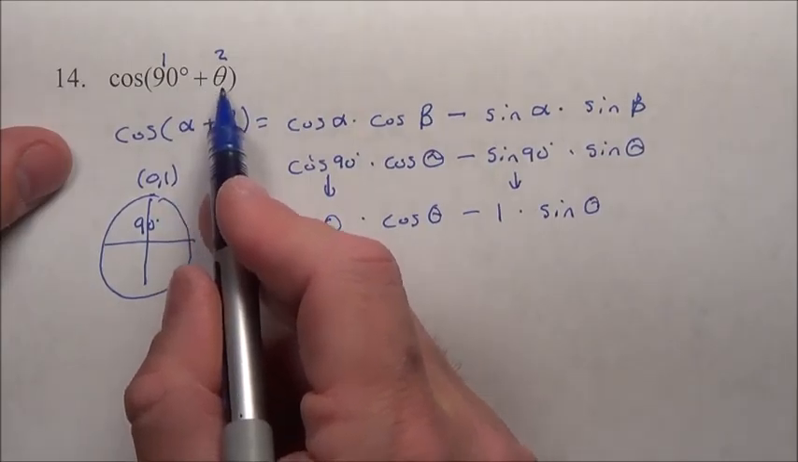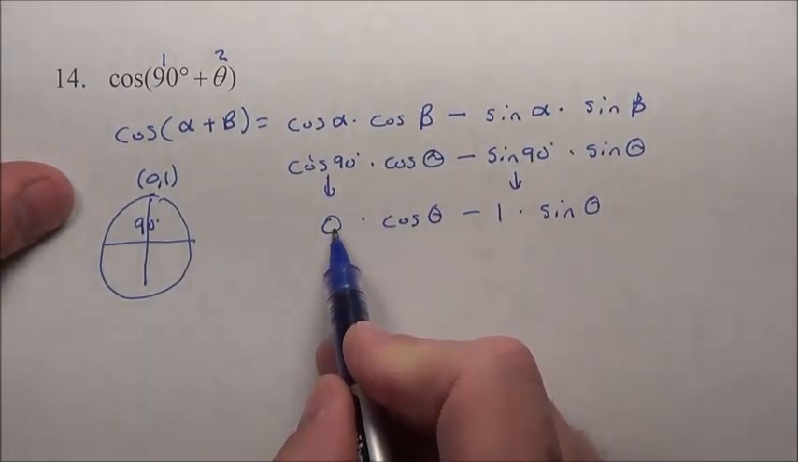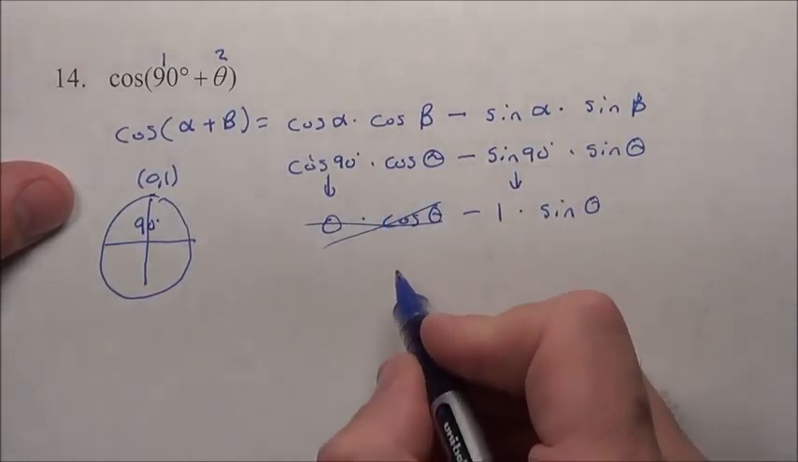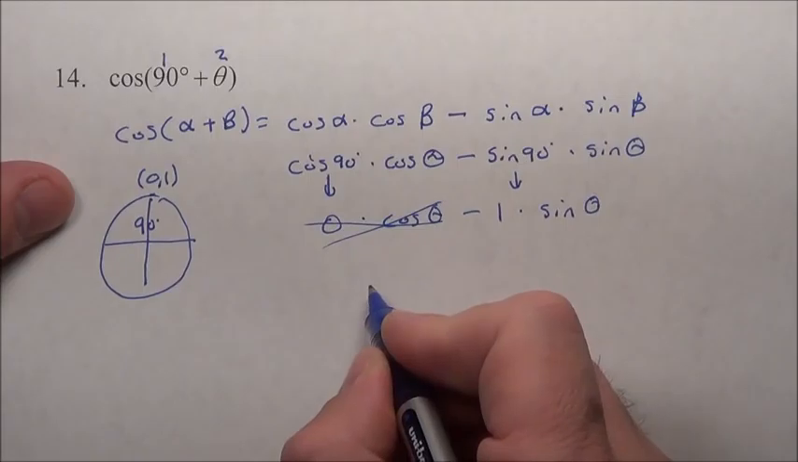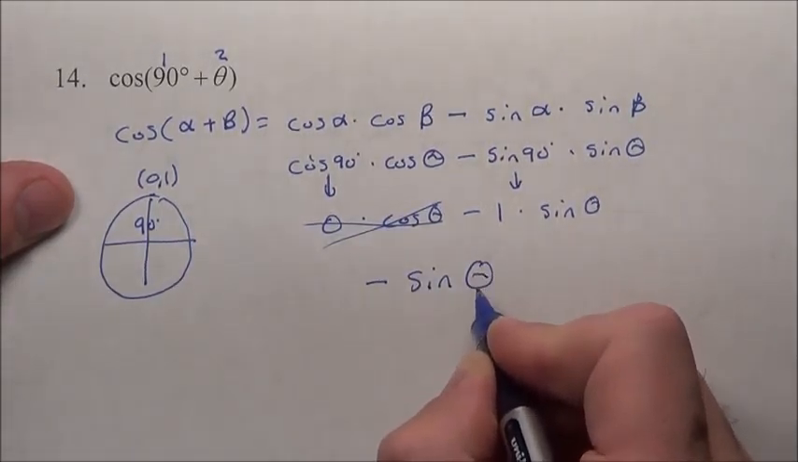Maybe we're adding 20, maybe we're adding 10, I don't know. Doesn't matter. But look what happens. 0 times the cosine of theta goes away. This answer is simply a negative 1 times sine of theta, so it ends up being the opposite of whatever the sine of theta is.